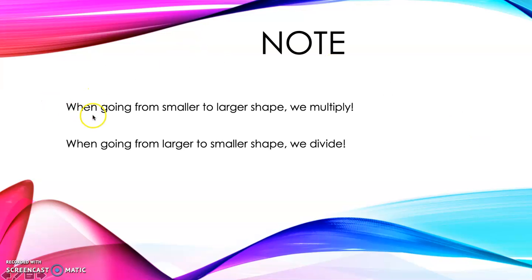Note, when going from a smaller shape to a larger shape, they're asking for the larger shape's area, we need to multiply. When they're asking us for the smaller shape's area, we need to divide. Going from big to small, we'd have to divide. To go from small to big, we'd have to multiply.